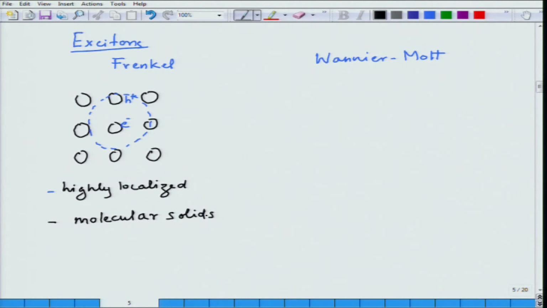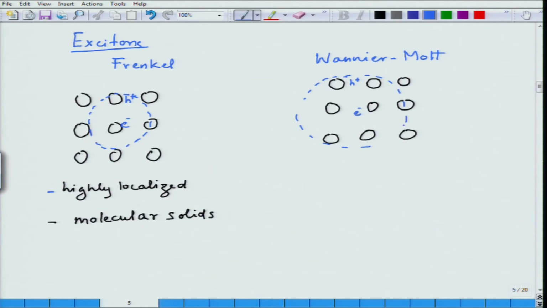The second type of exciton, again you can think of either atoms or molecules in the case of organic semiconductors, is the one where the electron and hole are associated with each other, but it has a very large influence area. So they are not localized, they are extended, and these are the ones commonly seen in inorganic semiconductors.